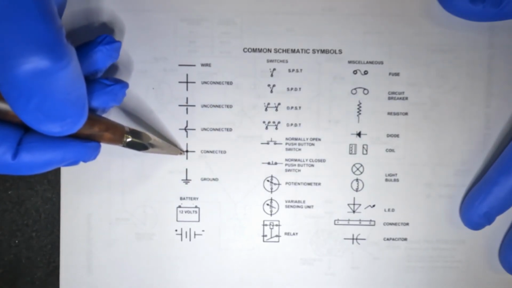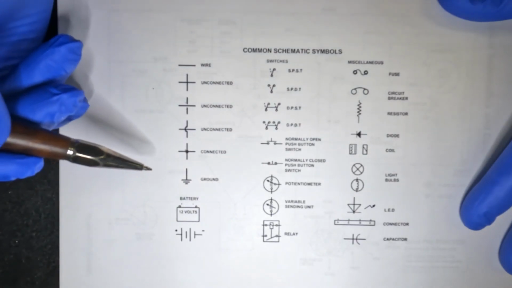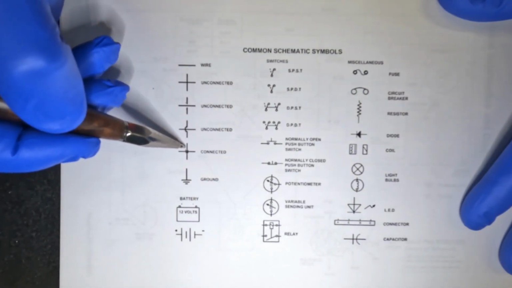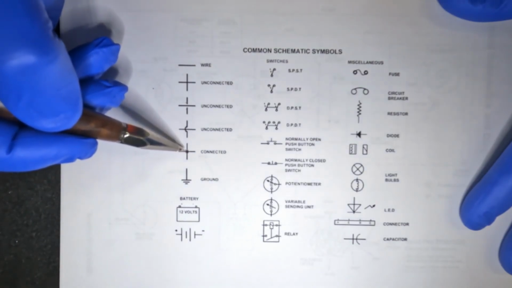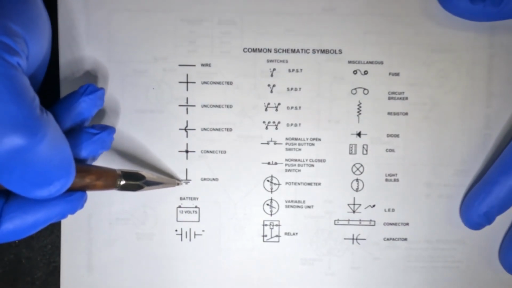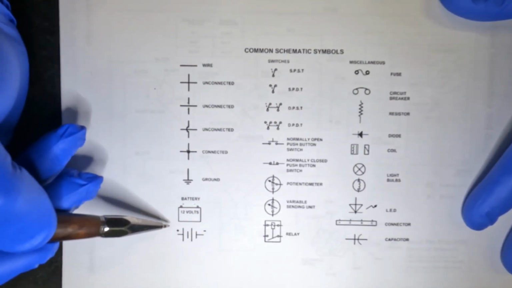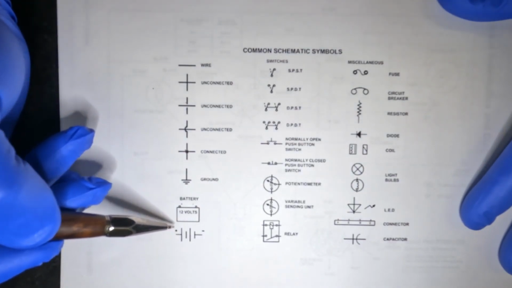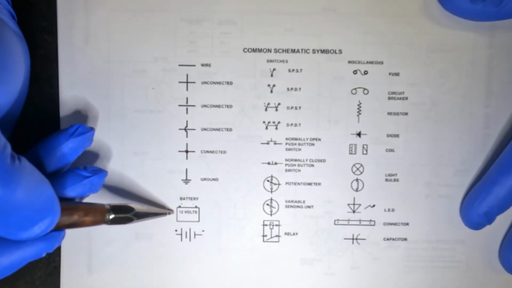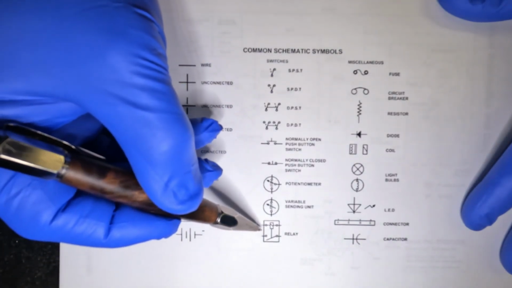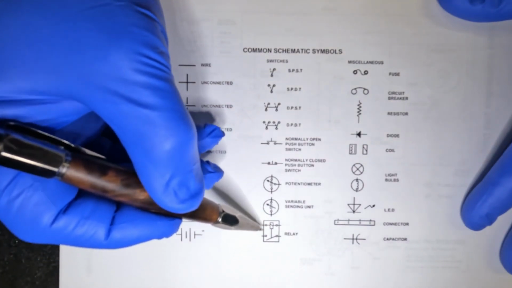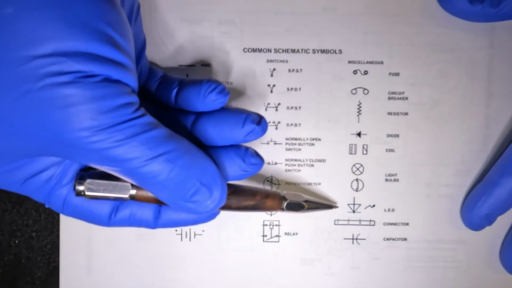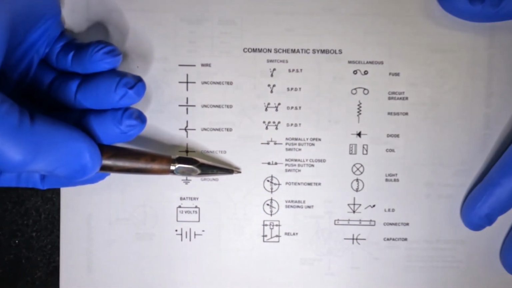When you see the dot, then you know that these two wires are connected along the line. Here's a symbol for ground. This is one that we're going to see a lot, and this is a symbol right here for battery, or you might just see the battery itself. And then here we have one for relay. So these are some of the symbols that you want to get yourself familiar with.